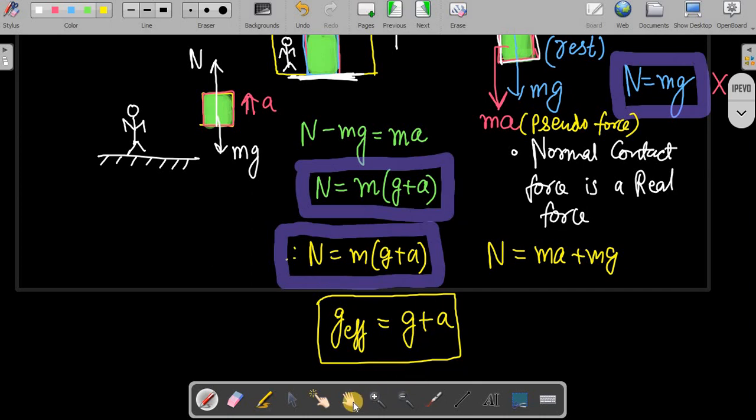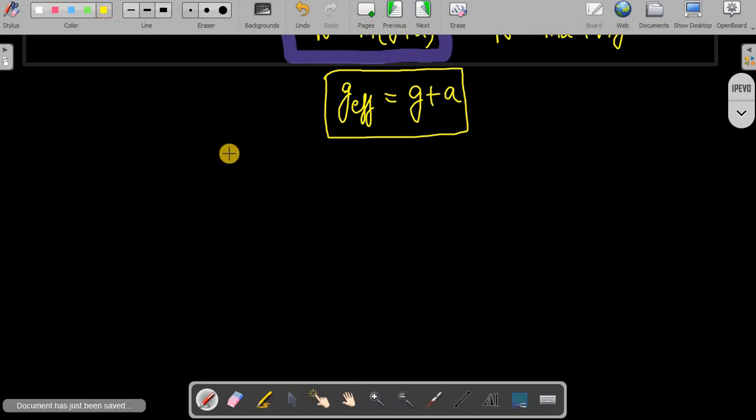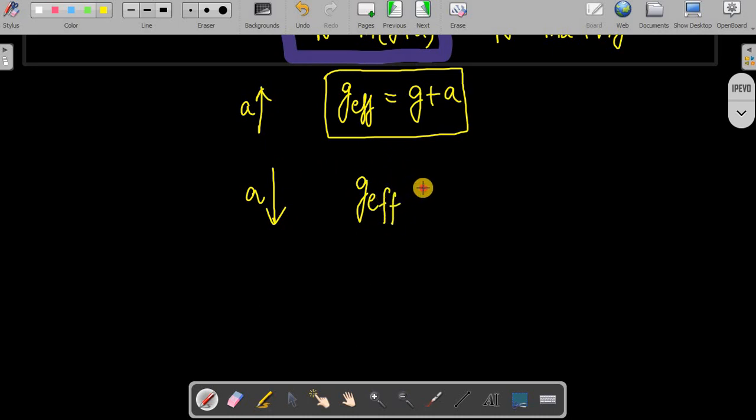Similarly, if the lift is going down, the g effective becomes g minus a, right? So if the lift is going up with acceleration a, then we take it like this. If the lift is going down, then the acceleration direction has changed, so g effective will become g minus a.